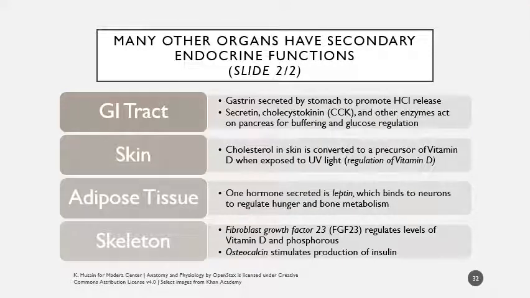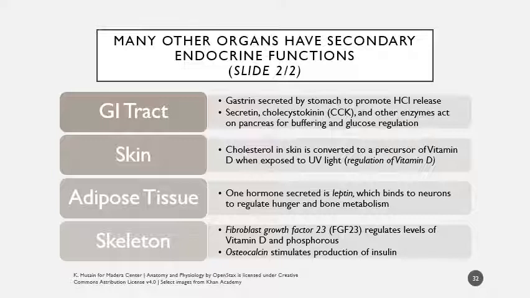So there's also the GI tract. That's stuff like gastrin and secretin and CCK. Gastrin is produced in the stomach to promote hydrogen chloride release. Secretin and CCK and other enzymes act on the pancreas for buffering and glucose regulation. In the skin, cholesterol, which is in the plasma membrane of cells in the skin, is converted to a precursor of vitamin D when exposed to UV light. So this is involved in regulation of vitamin D.